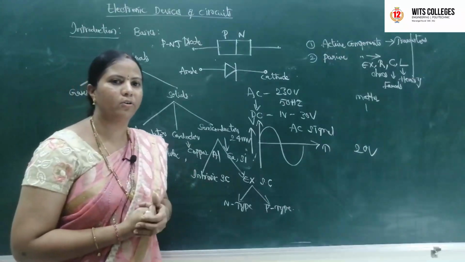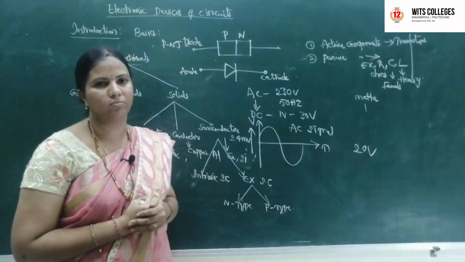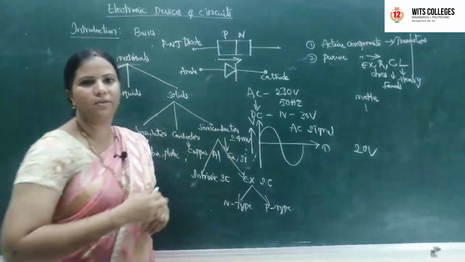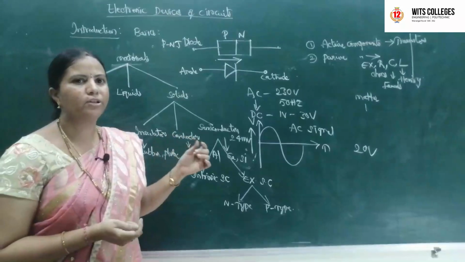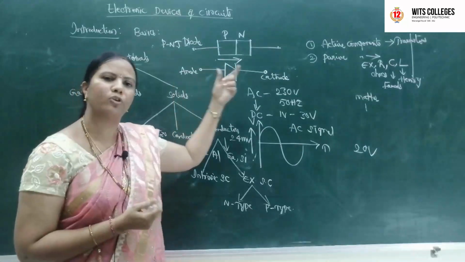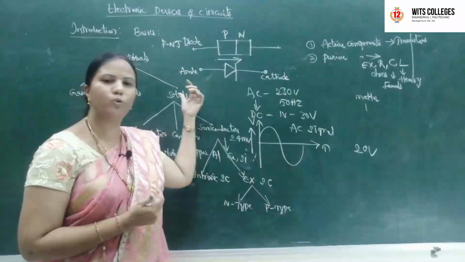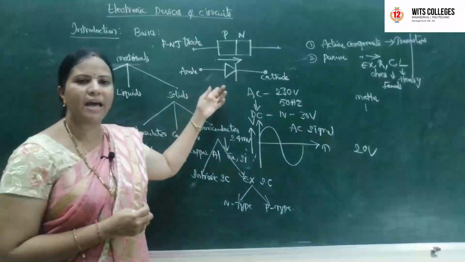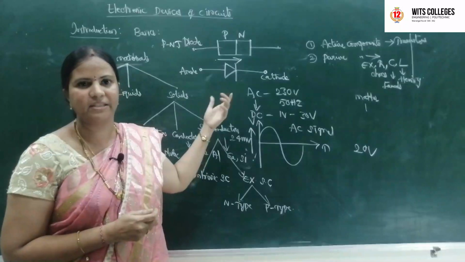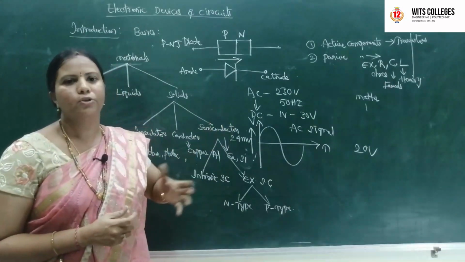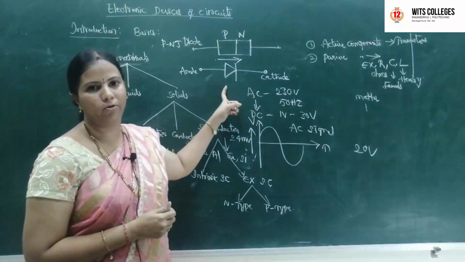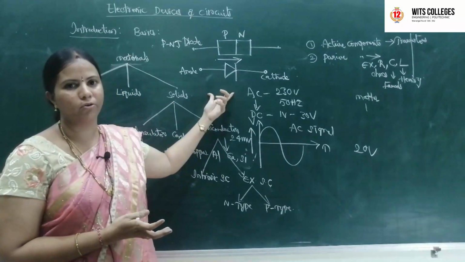What is the use of diode? The diode is used to flow the current only in a unidirectional way. That means the diode is used to flow the current from anode to cathode only. From cathode to anode there is no flow of current. That's why we named it a unidirectional device. Okay? This is about the diode. You have already studied this also.